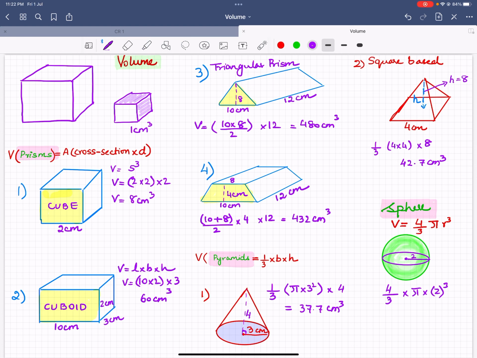4/3. We can use our calculator. 4 divided by 3 into pi. I'm taking exact value of pi into 2 cube, which is 8. So I get the answer as 33.5. So the answer is 33.5 cubic centimeter.